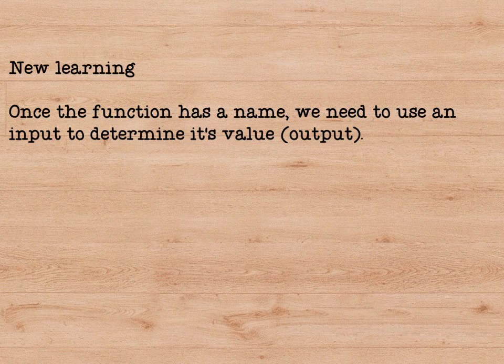New learning for today. Once the function has a name, we need to use an input to determine its value or output. So for example, if x equals 4, then x plus 2 would become 4 plus 2, which would finally equal 6. You've been doing this kind of problem for many, many years.